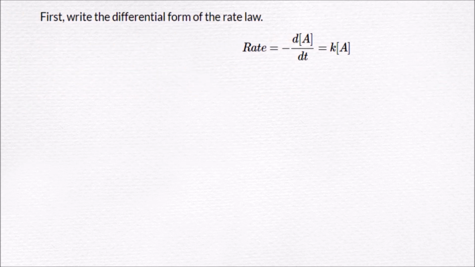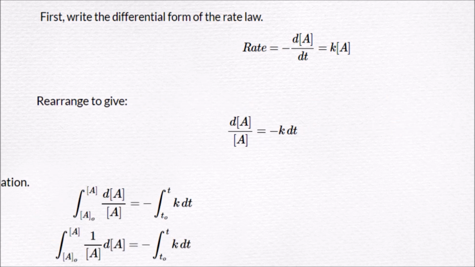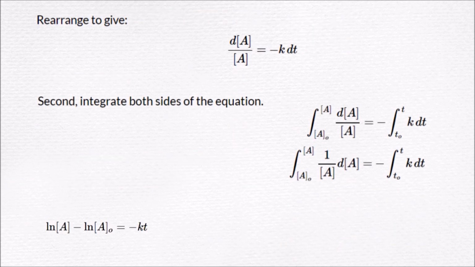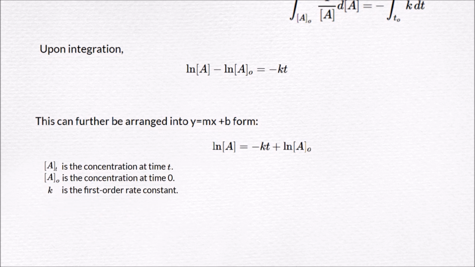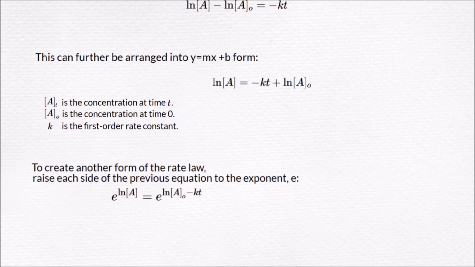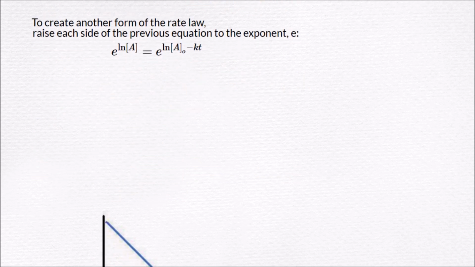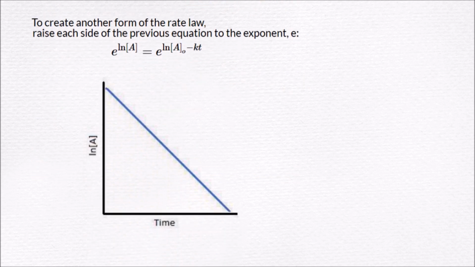To get the integrated rate law, first, we must write the differential form of the rate law. Then we rearrange it. Finally, we take the integration. This can further be arranged into linear equation form. Also, to create another form of the rate law, raise each side of the previous equation to the exponent, e. The equation can be represented graphically.